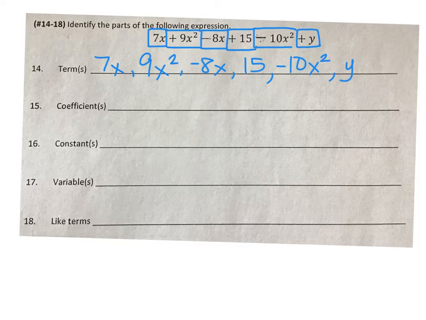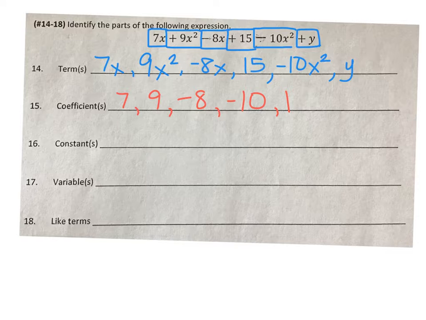Next, for coefficients, remember your coefficient is your copilot. So every variable has a copilot, so we're just trying to identify each of those. So in this first one, the 7x, 7 is your coefficient in your first term. The 9x squared, the 9 is your coefficient. Negative 8x, the negative 8 is your coefficient. 15 doesn't have a variable, so that's not 1. In negative 10x squared, the negative 10 is your coefficient. And in y, again, remember, every variable has a copilot, has a coefficient, so it's a positive 1. How many y's are there? There's 1 y.